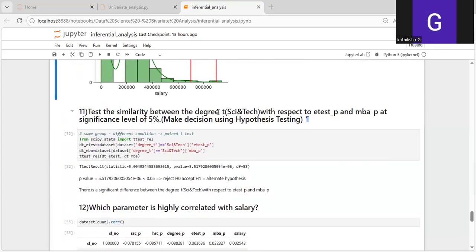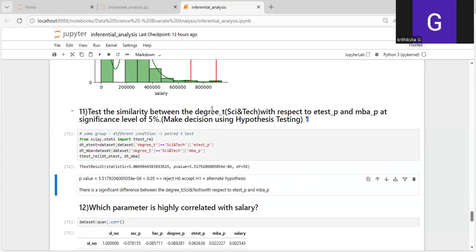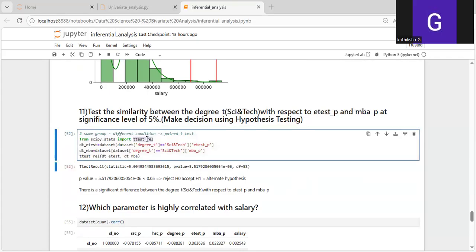Test the similarity between the degree percentage with respect to the E-test and the MBA percentage. Same as the t-test, we can do a t-test here, but here it is only one group with respect to different conditions, which are E-test percentage and MBA percentage. So we can go with the paired t-test, which is for dependent samples. For the paired test, we use ttest_rel from SciPy stats.